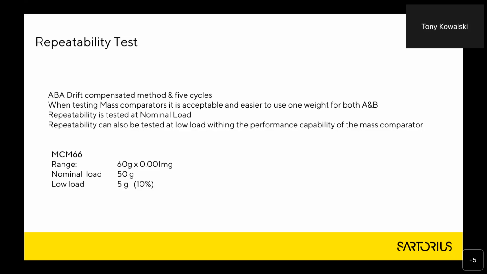So always test it at nominal and then perhaps also at 10%, following the ABA drift compensated method for 5 cycles. Calculate the 5 differences, which ought to be fairly close if you're using the same weight for A and for B. Calculate the standard deviation, and that is your drift corrected repeatability.